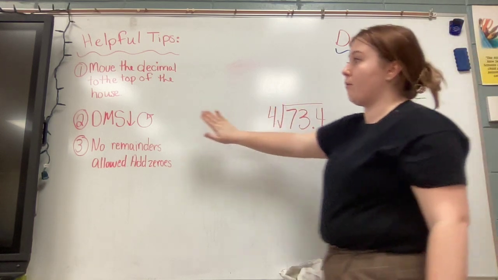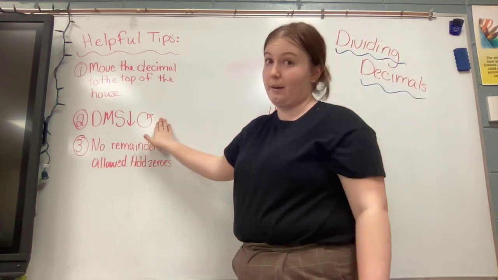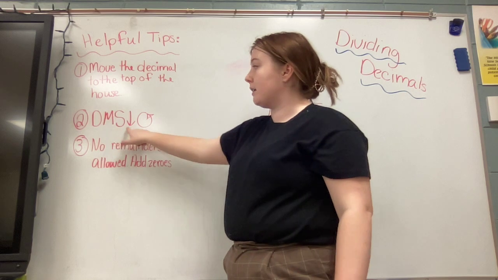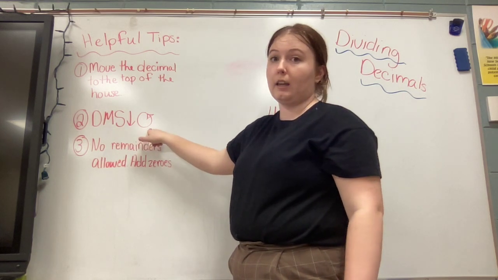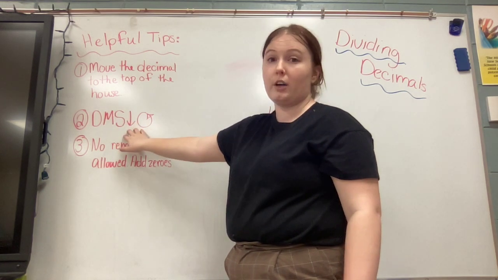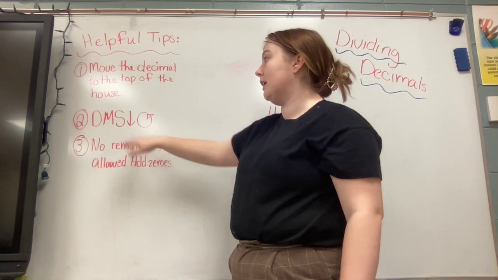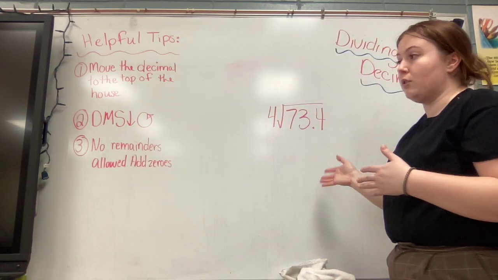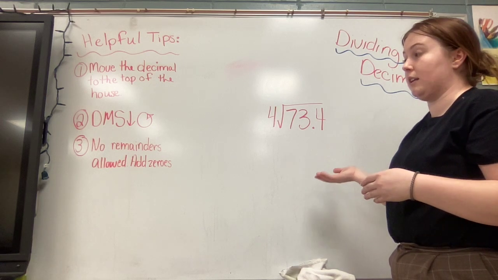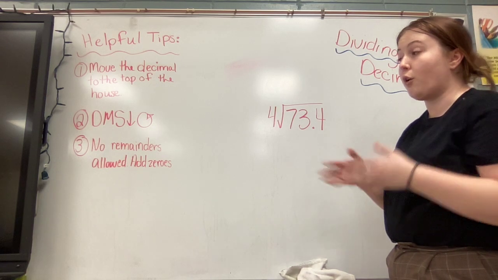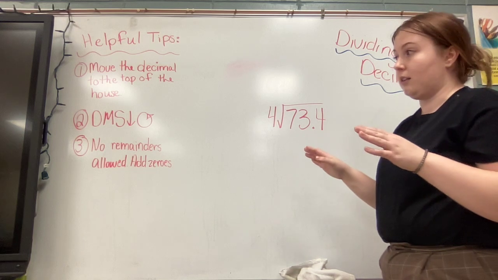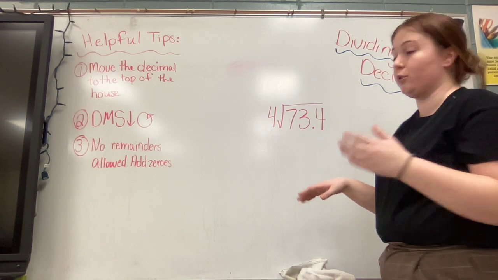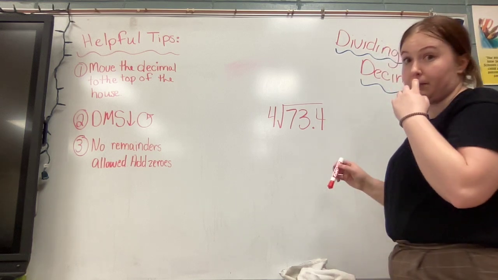Number two, we need to remember our little acronym that we've been learning: divide, multiply, subtract, bring down, repeat. This is the steps for long division that we have been practicing in class. And number three, in this new lesson about dividing decimals, we need to remember that there are no remainders at all. It's all decimals. They're not allowed, but we need to add zeros. And I will show you how to do that in this video.